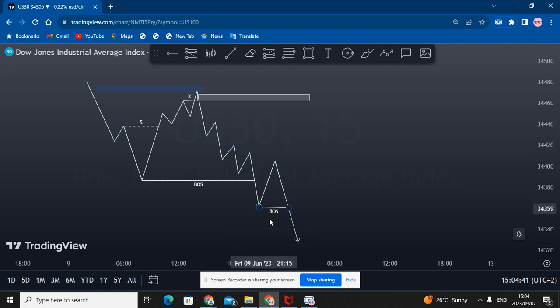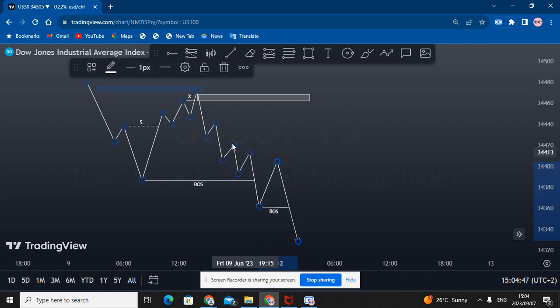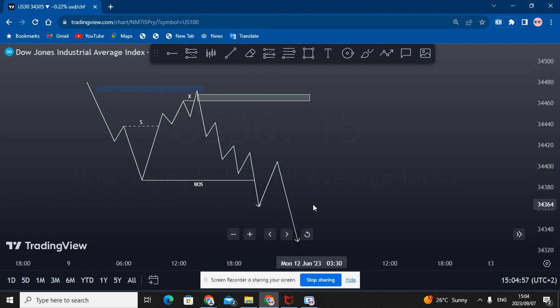Now, the market hasn't created any major inducement which was broken in this case, as you can see that this high was not broken, this high was not broken, this high was not broken, this high was not broken. That means none of the inducement was broken. We cannot say that the market has broken structure here.